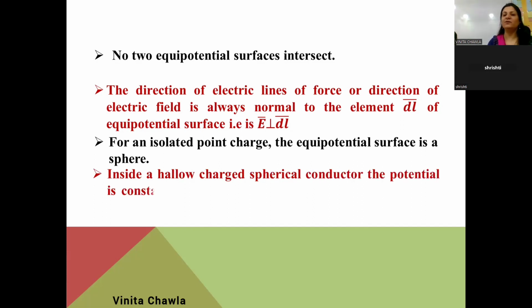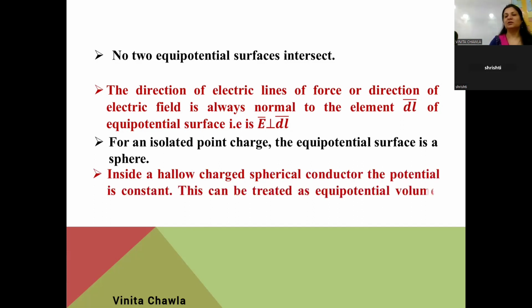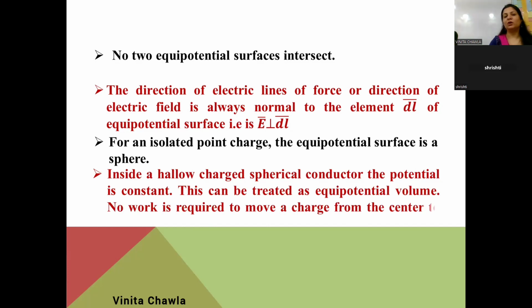Inside a hollow charged spherical shell, the potential is constant. This can be treated as an equipotential volume. No work is required to move a charge from the center to the surface. See, at the center, the electric field intensity is 0, and where the intensity is 0, the potential is constant, because E is minus dV by dr, as we had done. We had done the differential form and the integral form, right? In differential form, we write electric field intensity as minus dV by dr. So the differential of a constant is 0.